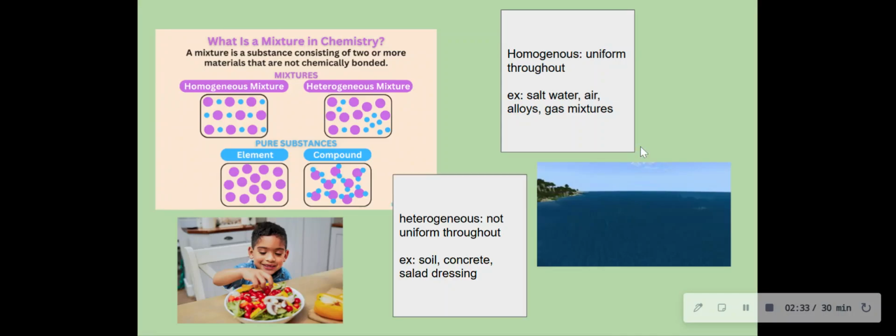Then you have your heterogeneous mixtures, which are not uniform throughout. So it's like, you don't have only some over here and a lot over here throughout this mixture. And examples would be soil, like dirt, where you have your rocks, pebbles, worms, and stuff. Salad, like salad is mixed, and like in some places you have more croutons than others.